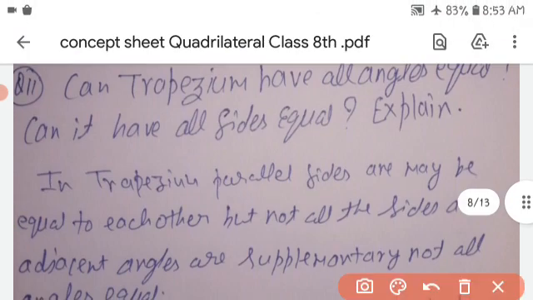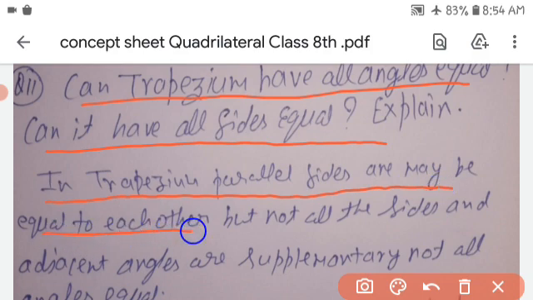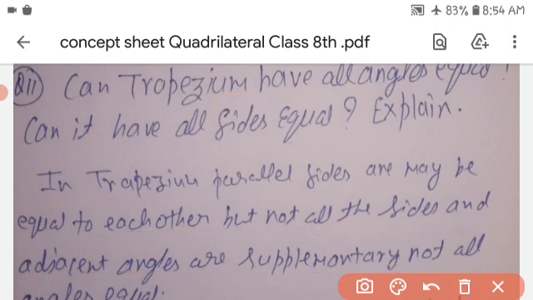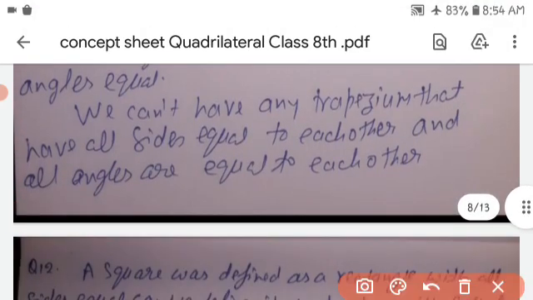Can a trapezium have all angles equal? Can it have all sides equal? Explain. In a trapezium, the parallel sides may be equal to each other, but not all the sides, and adjacent angles are supplementary. Not all angles are equal. We can't have any trapezium that has all sides equal to each other and all angles equal to each other.